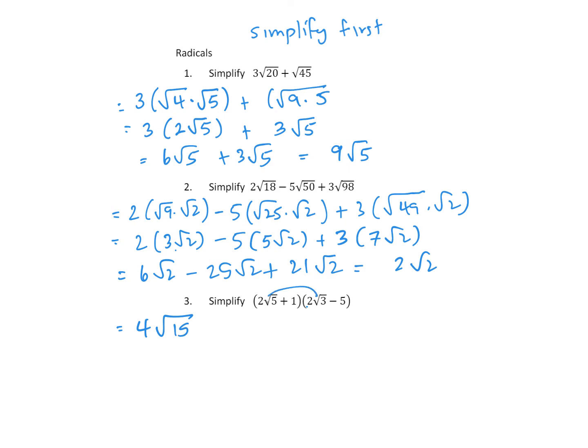Then I'll do 2 root 5 times negative 5. So I'll do the outside numbers. 2 times 5 is 10. And we just have a root 5. And then we'll do 1 times 2 is 2, root 3. And then finally we'll do 1 times negative 5.